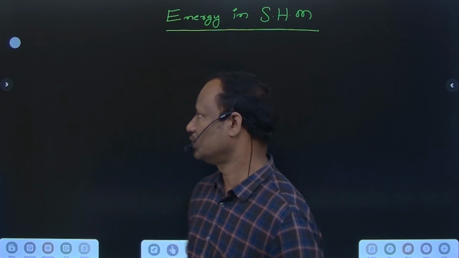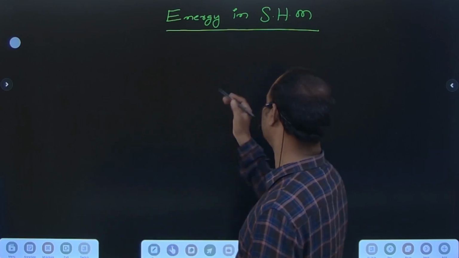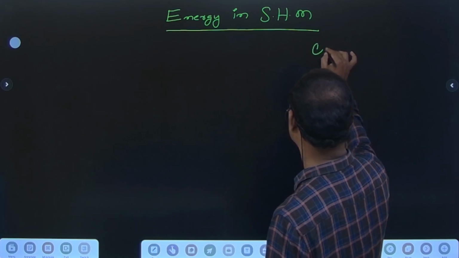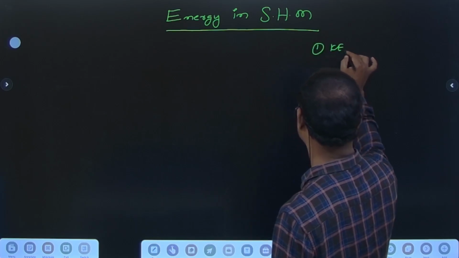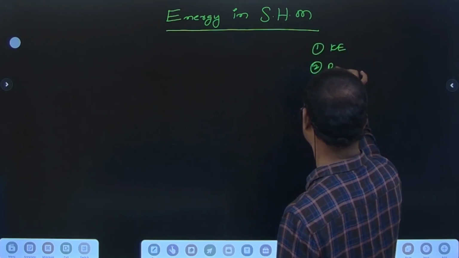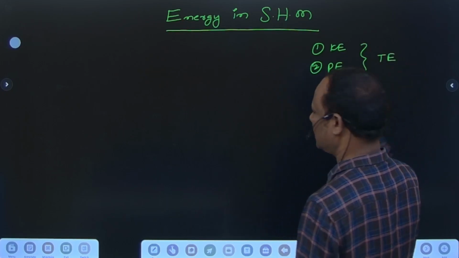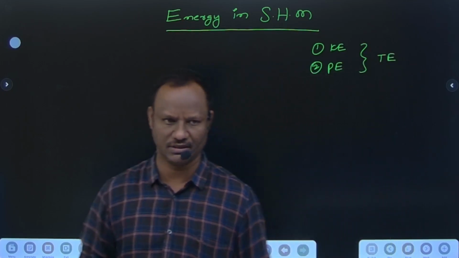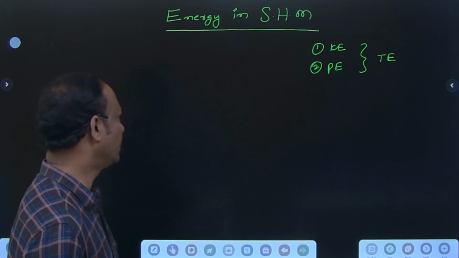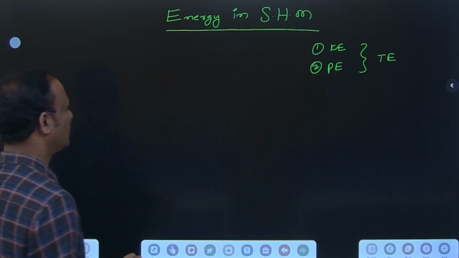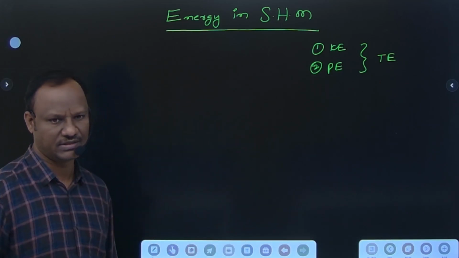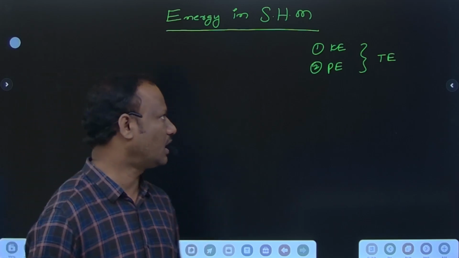So, next after this, we are going to discuss what? The first one is kinetic energy. The next one is potential energy. The next one is total mechanical energy. So, first, the energy of the particle executing SHM, simple harmonic motion.